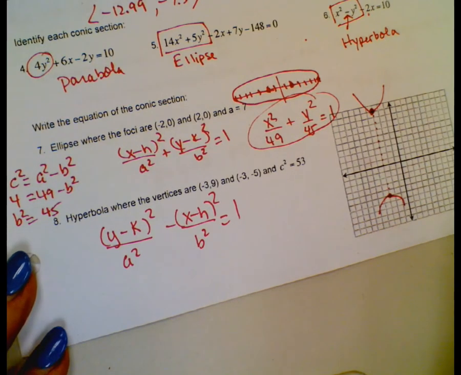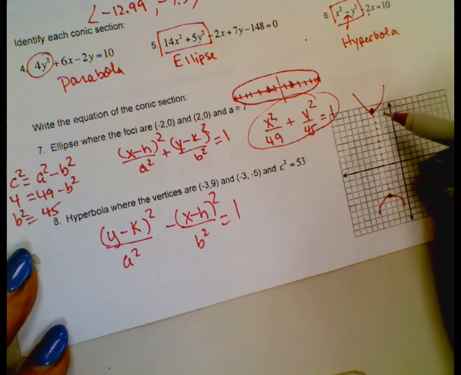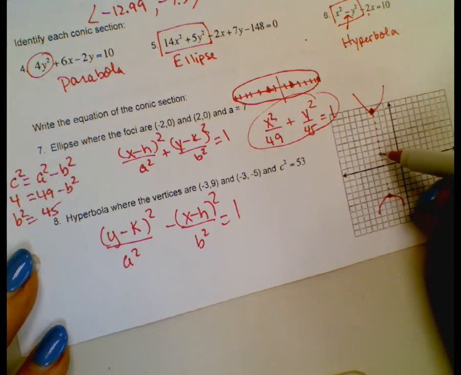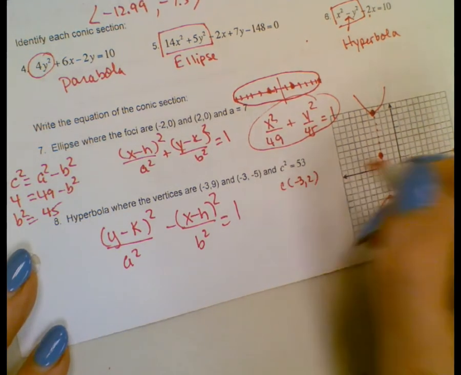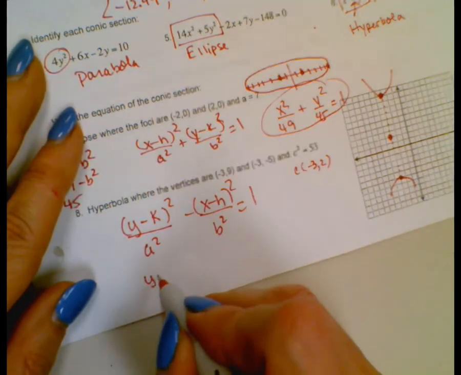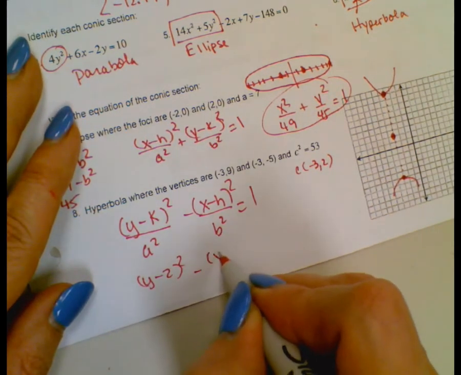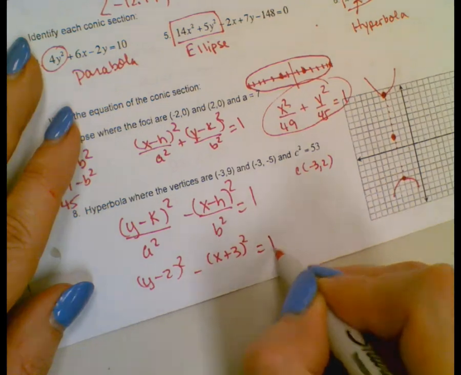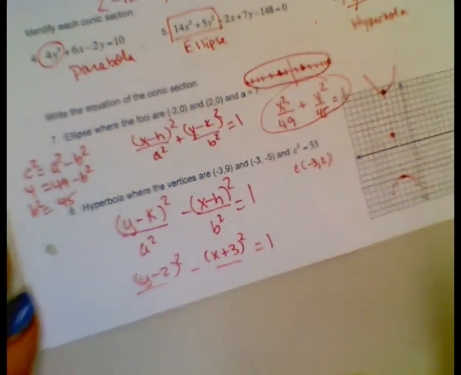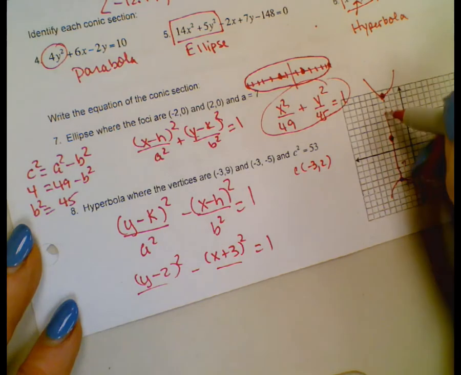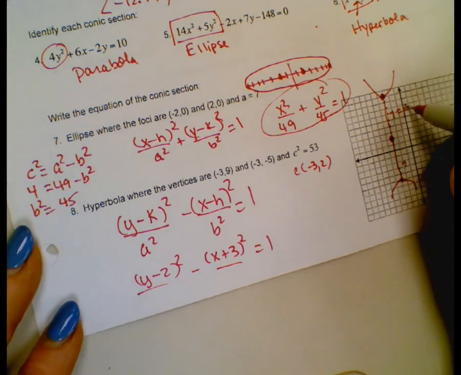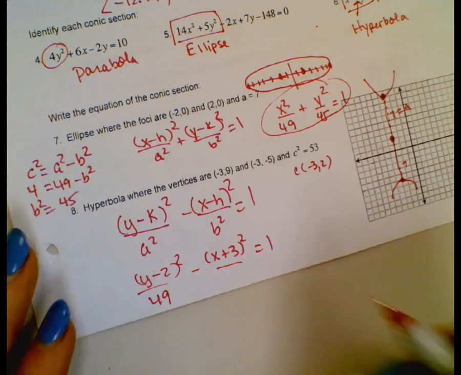Okay? So the center is in between these. So between 9 and negative 5, there's 14 units between there. So if you go 7 units, you should be right here at negative 3, 2. So the center should be negative 3, 2. So that means to me that this is going to be y minus 2 squared minus x plus 3 squared across the top. So I put the center in. The distance from here, center, to a vertice is 7. That's 7 and that's 7. That's A. So the A goes underneath the Y.